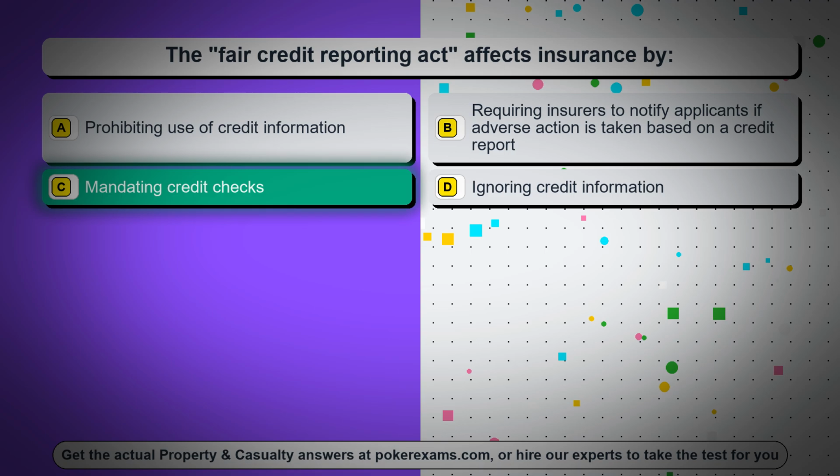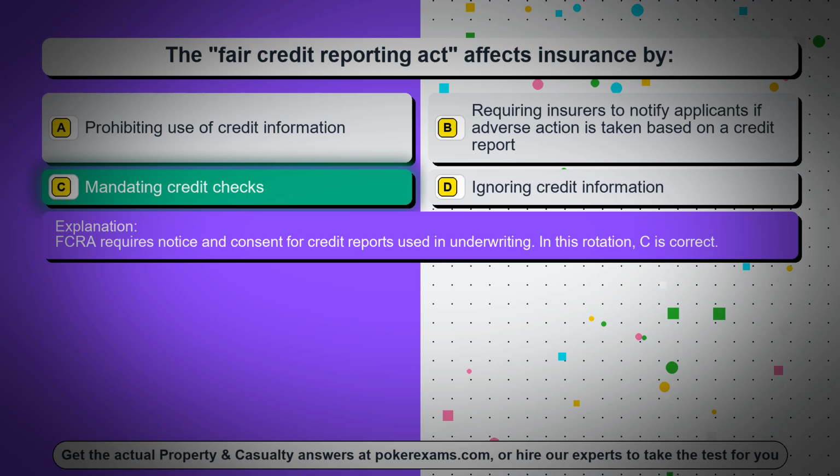The correct answer is Option C. Mandating credit checks. FCRA requires notice and consent for credit reports used in underwriting. In this rotation, C is correct.